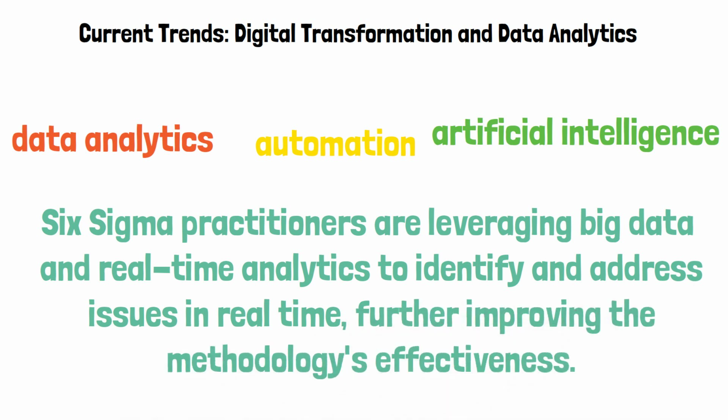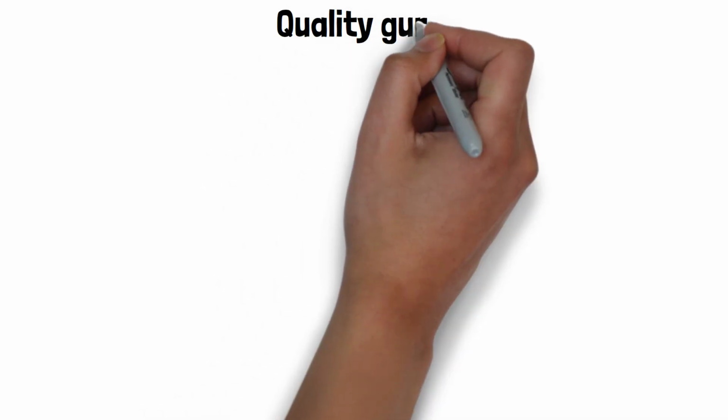Throughout its evolution, Six Sigma has proven to be a flexible and enduring methodology for organizations seeking to achieve excellence in their processes. Its focus on data-driven decision-making, customer satisfaction, and continuous improvement remains relevant in today's business landscape. Now let's look into contributions of quality gurus.